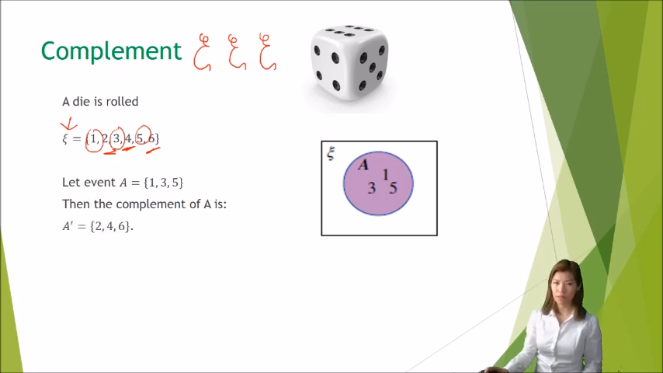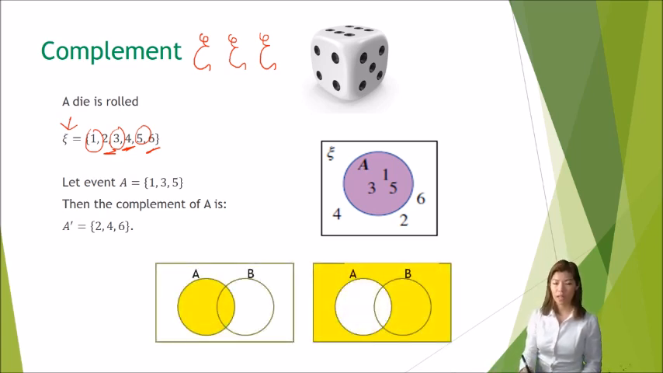So the complement of A would be the even numbers, and we can represent this in the Venn diagram like so. Sometimes you'll see a Venn diagram that looks like this. Now, if this is A, then this will be the complement of A, with a little dash.